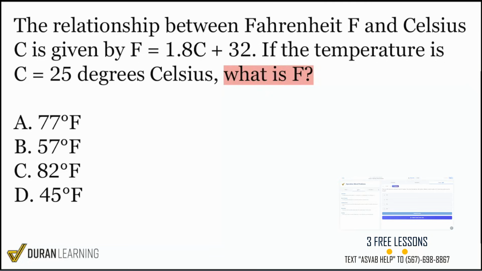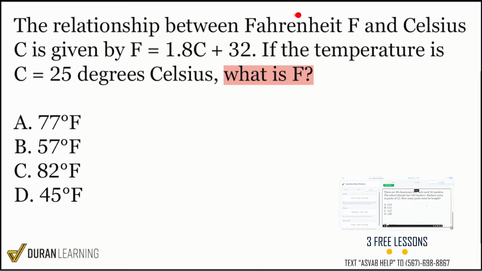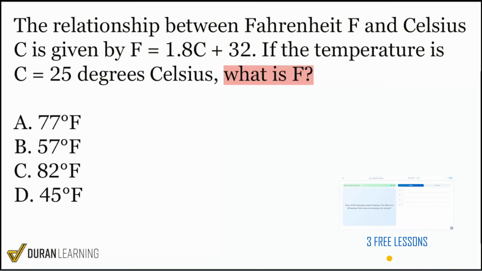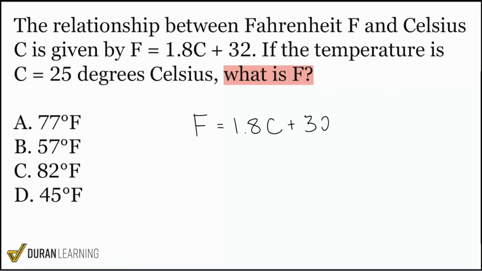So with that, here we go. We want to find F. We have our equation right here, the relationship between Fahrenheit and Celsius. F equals 1.8 C plus 32. So right here, booyah, and we have everything written out. Now, what we have is the value of C given to us. C is 25 degrees Celsius. So that means that we are not going to replace F with 25. We are replacing C with 25. That's what we're doing. So we'll go ahead and do that right now.